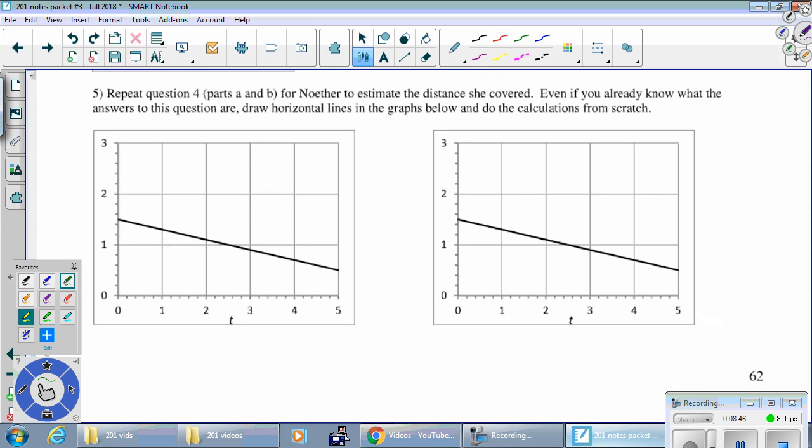okay, so you can do the same thing for number 5 here for Nother. This is Nother's graph copied twice. Even if you already know what the answers are, go ahead and draw horizontal lines in the graphs below and do the calculations from scratch. Pause the video here if you haven't had a chance yet to do this.